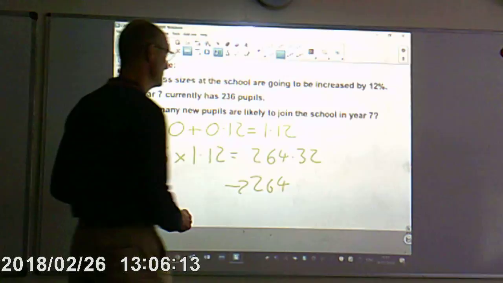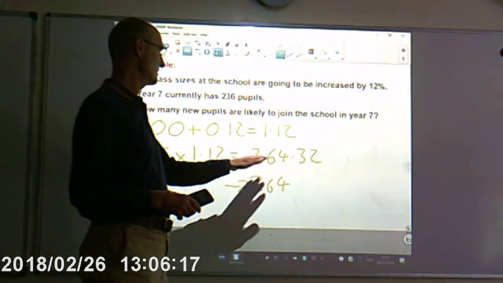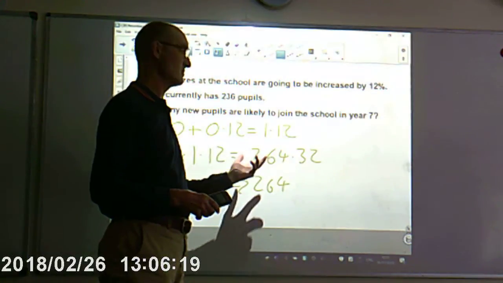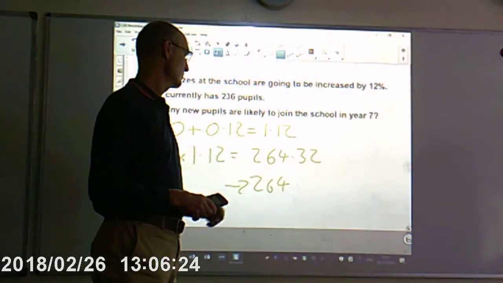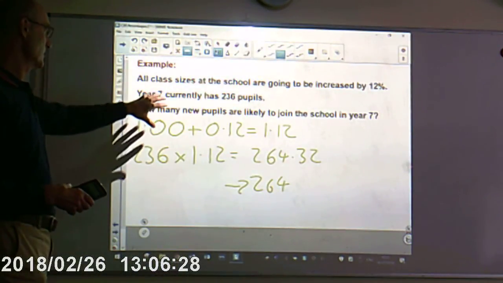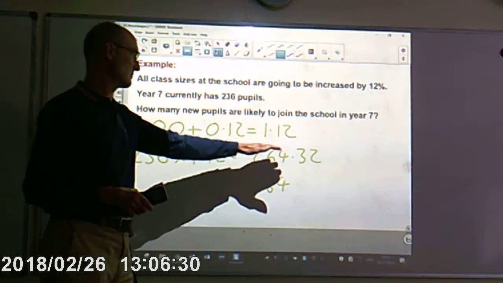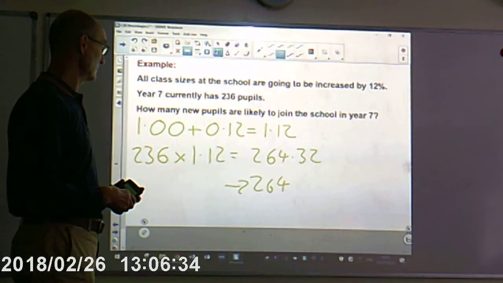It's likely to be the new number of pupils joining the school. Because if we round that 264.32 to the nearest whole number, because we've got whole children coming into the school, it's going to be 264. And you'd need to write a little bit of explanation about why you've rounded that figure to satisfy the examiner and the person who set you the question that you know and understand what you're doing.